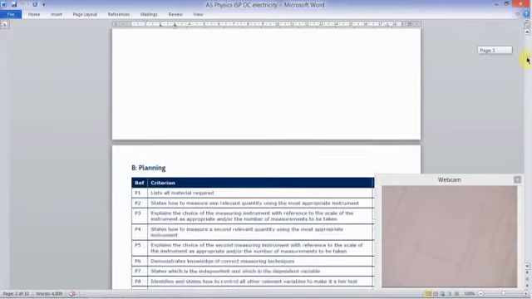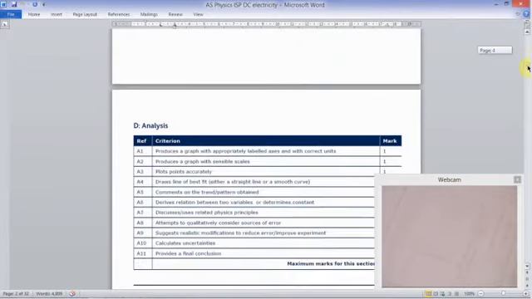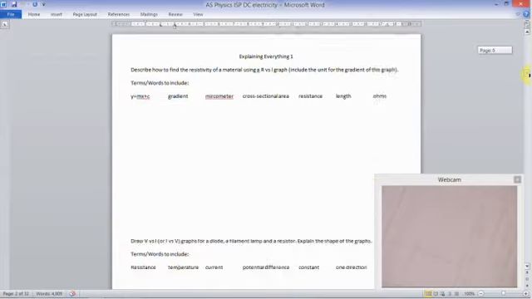So that's not on the Edexcel spec, remember, that's just an extra point. Watching The Simpsons, that's an extra point.